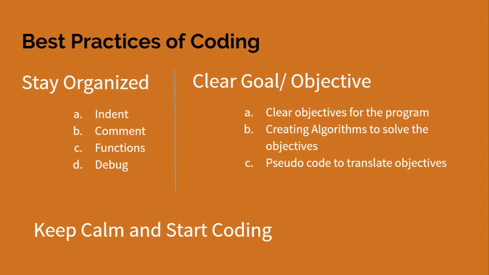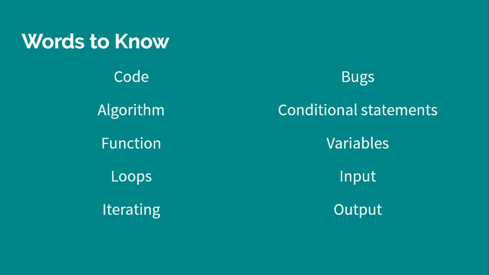Programming can be very frustrating, so make sure that you're relaxing and thinking about everything clear-headed, and that you're doing things correctly. So let's talk about a few words you should be familiar with. So we have code, which is just lines of instructions to the computer. Algorithm, which is step-by-step instructions. Function, which is mini programs that can be referenced later. Loops, which is the repetition of different algorithms or sections of code.